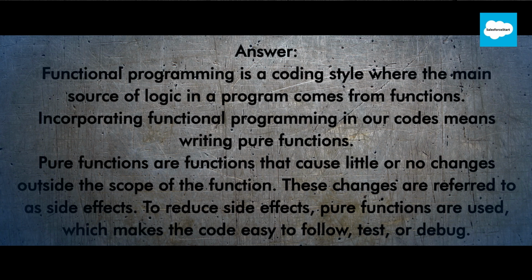Incorporating functional programming in our codes means writing pure functions. Pure functions are functions that cause little or no changes outside the scope of the function. These changes are referred to as side effects. To reduce side effects, pure functions are used, which makes the code easy to follow, test, or debug.